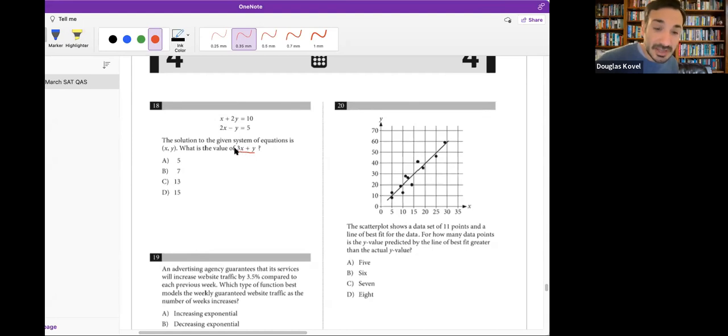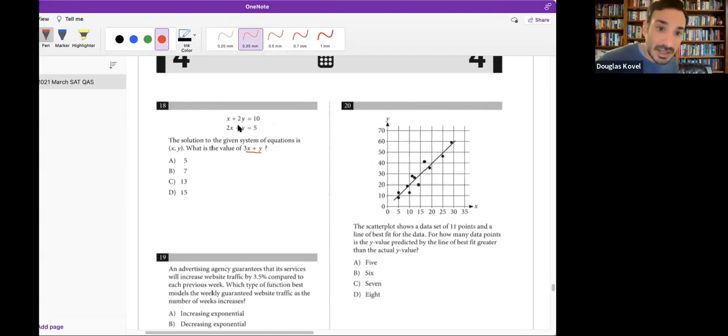Anytime a question like this asks you not to find x or y individually, but some expression in terms of x and y, like 3x plus y or 2x plus 5y, there's a good chance you don't need to find x and y, and you can just either add or subtract the equations. The first thing I would do is add the equations together the way they're written, just to see what happens. x plus 2x gives 3x, 2y minus y gives y, and 10 plus 5 gives 15. That's already the final answer, so I didn't even need to find what x and y were.